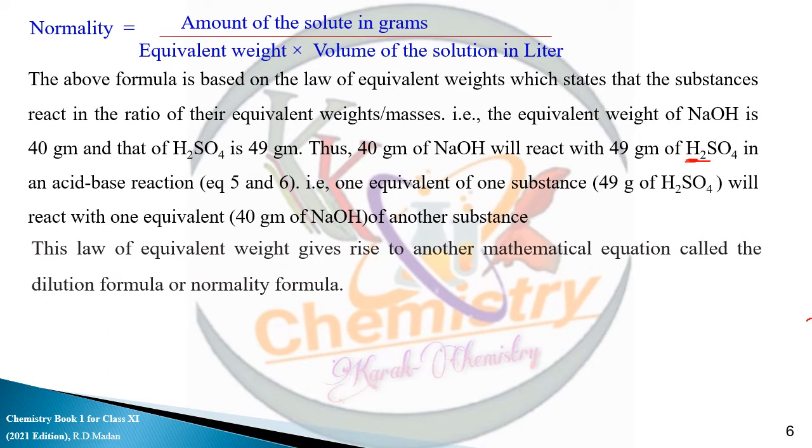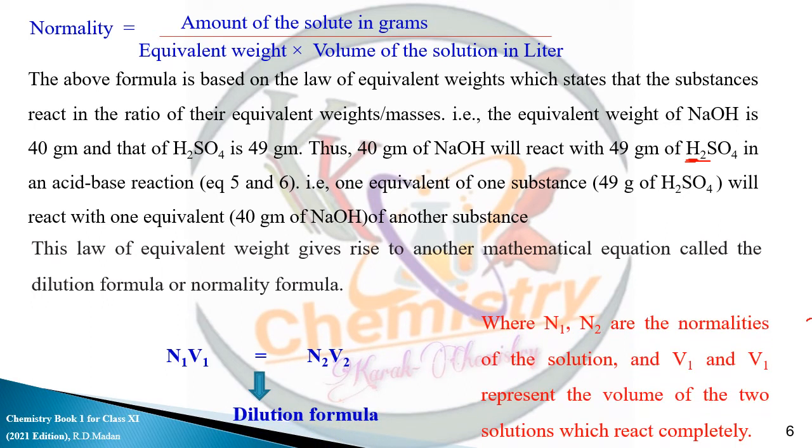Well, this law of equivalent weight gives rise to another mathematical equation called the dilution formula or normality formula, that is N1V1 is equal to N2V2. Here N1 and N2 are the normalities of acid and base, and V1 and V2 are the volumes of the two solutions which react completely.